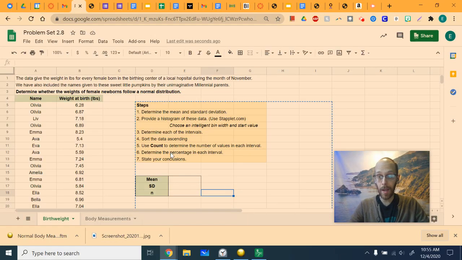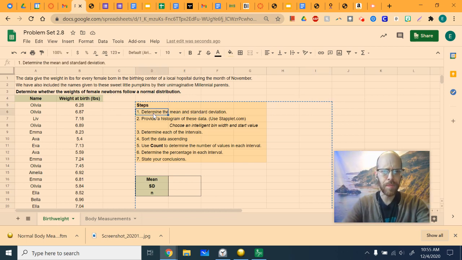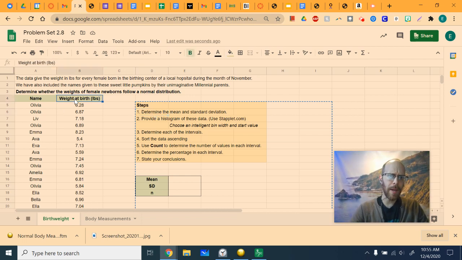And now it's time for us to look at how we can use Google Sheets to analyze a data set and determine whether it follows the normal distribution. It's basically the same idea of what we were doing earlier in class, except for now using Sheets. All right, so let's see what our data set is.